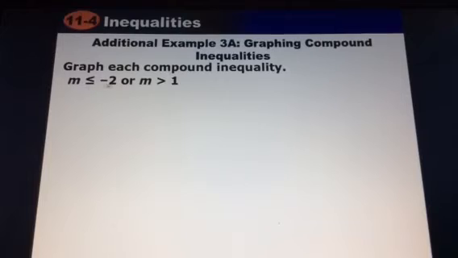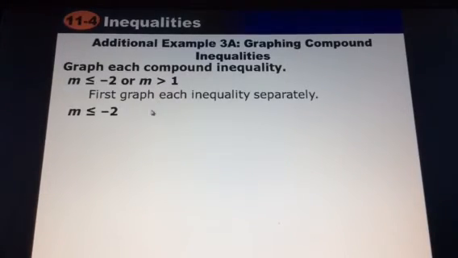Okay, well, let's look at a graph. Now we're going to look at a compound inequality with or. So we're saying that these solutions can either be less than or equal to -2. So everything, including -2 and everything to the left, or m can also be greater than 1, which means everything to the right of 1 but not including 1. So if we look at these separately, now you don't have to draw two separate graphs. I'll show you what I do to make it a lot easier, but right now we are going to look at two separate graphs. So m is less than or equal to -2.